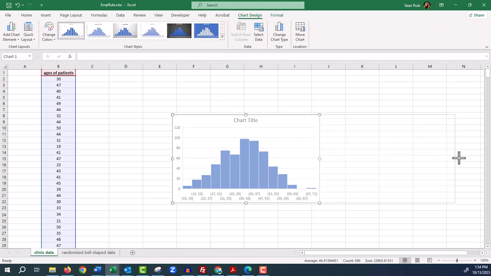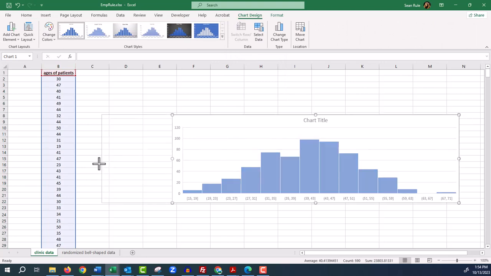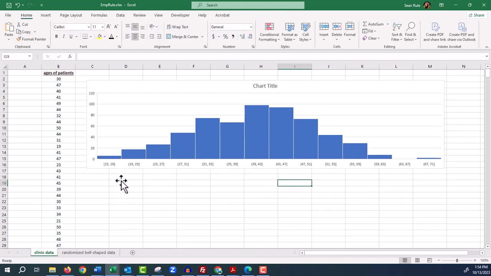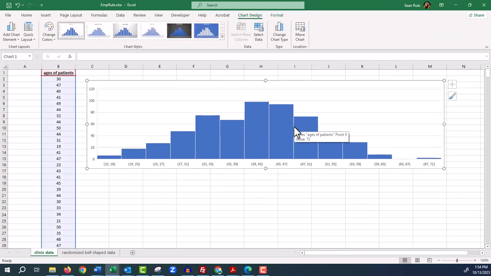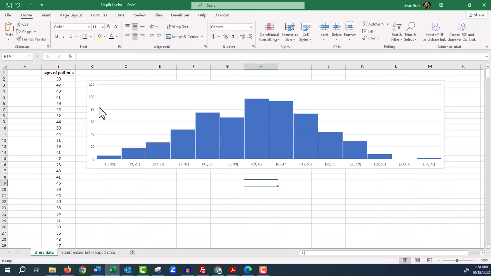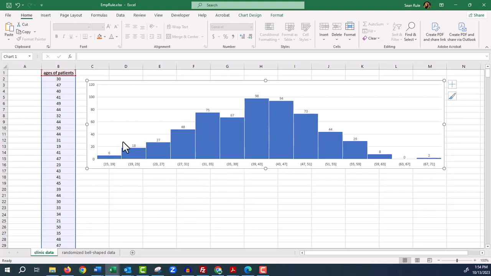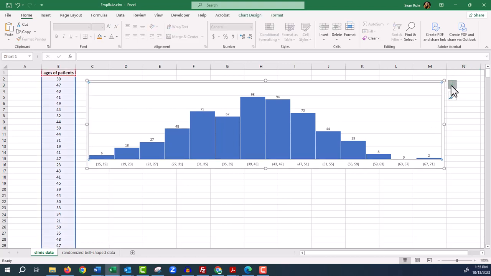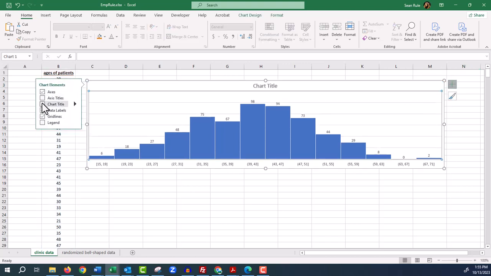And I'm not going to spruce it up all that much with a title and axes. But you've got ages of patients across the bottom. Your title can be anything along the lines of, ages of patients at a clinic. And then vertically, you've got the number of people in each bin. I'm going to go ahead and put the data labels on just because I always like doing that. Let's put labels on. Let's put a chart title and some axis titles.